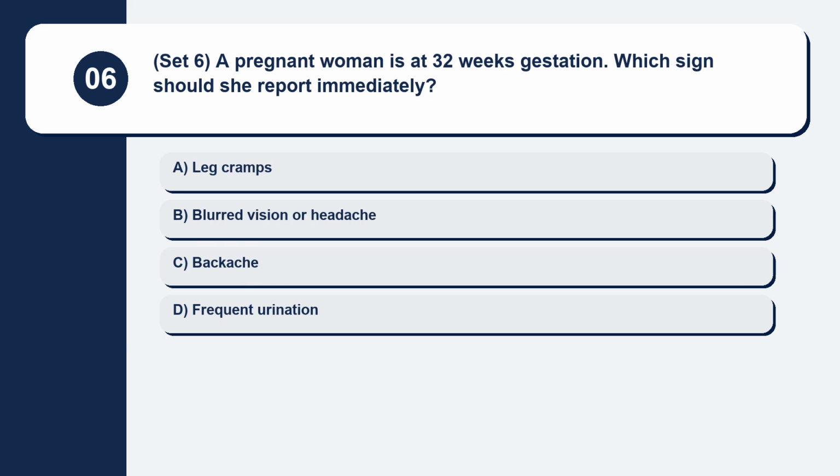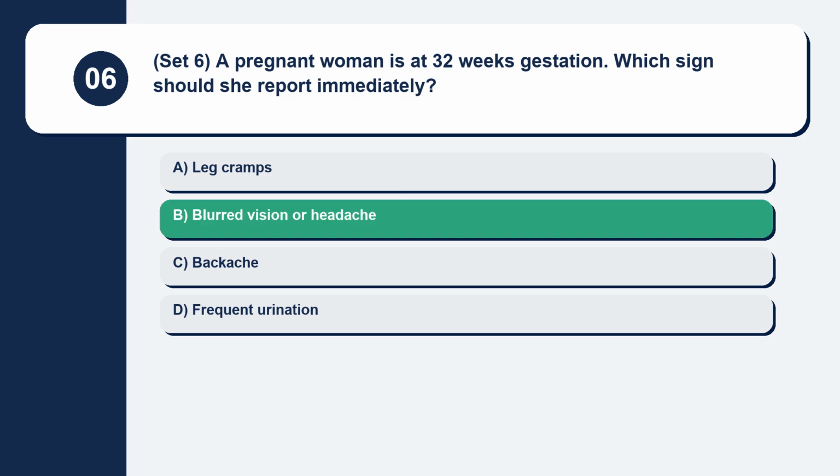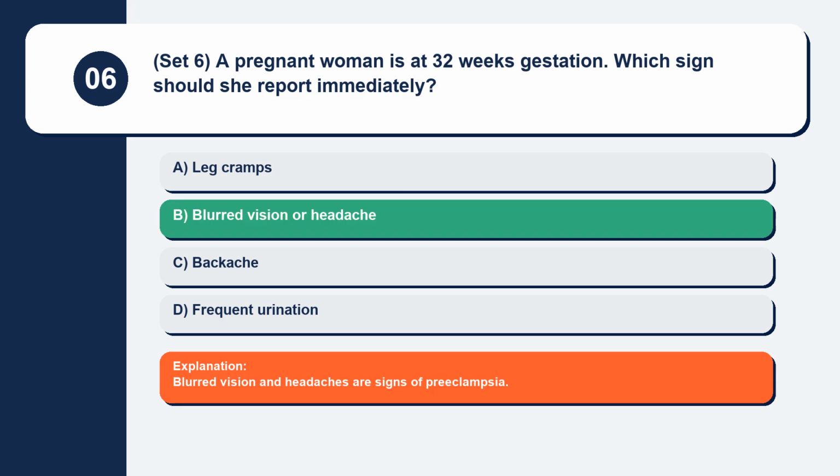Question 6. Set 6. A pregnant woman is at 32 weeks gestation. Which sign should she report immediately? Leg cramps, blurred vision or headache, backache, frequent urination. Blurred vision and headaches are signs of preeclampsia.